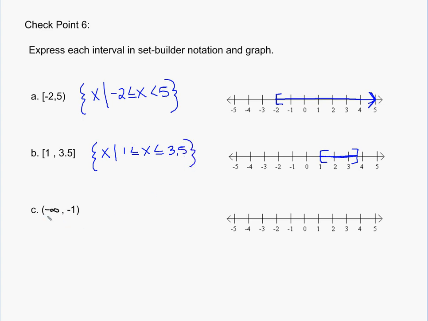The last one, I have x is going to be in the subset of -infinity to -1 but not include -1. So on my graph I'm going to look for -1 and show that with a round bracket, and I'm going to show that x can go to -infinity with a line and an arrow. And for my set builder notation, x such that x is going to be less than -1.